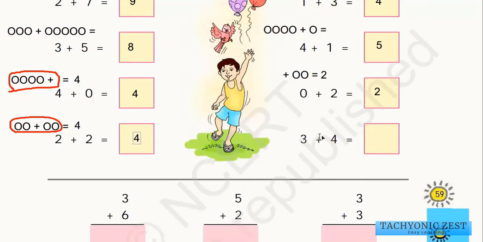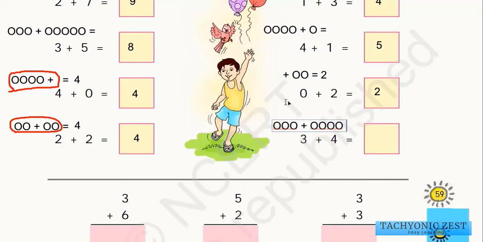Here it is written 3 plus 4. So at first we will draw 3 balls. 1, 2, 3. Then plus we have 4 more balls. So we will draw 4 more balls here. So 1, 2, 3. 1, 2, 3, 4.